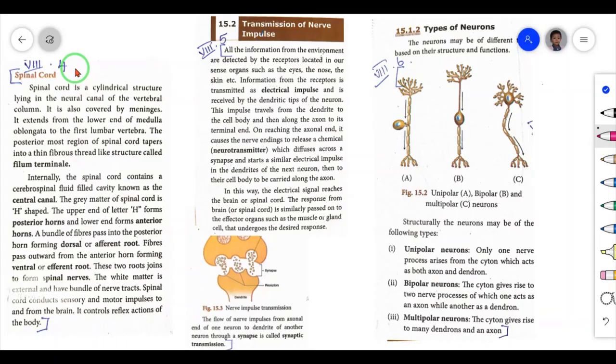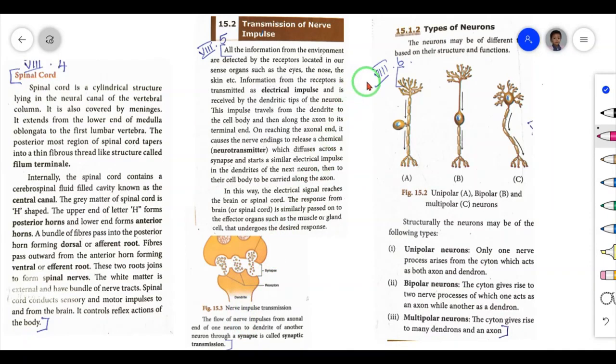Question number 4: Describe the structure of spinal cord. Answer is on page number 223, spinal cord, here to here. Then question number 5: How nerve impulses are transferred from one neuron to the next neuron. Answer is on page number 220 and 221. Page number 220, right side, here to here. Then page 221, left side, here to here.